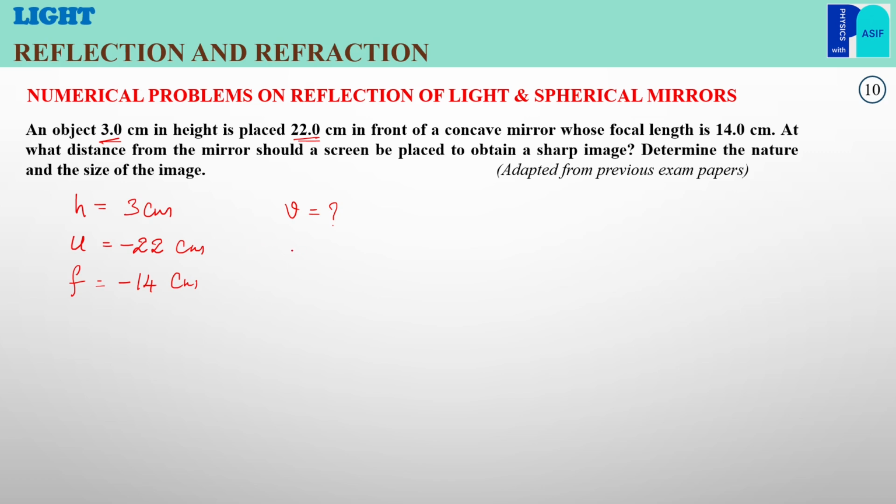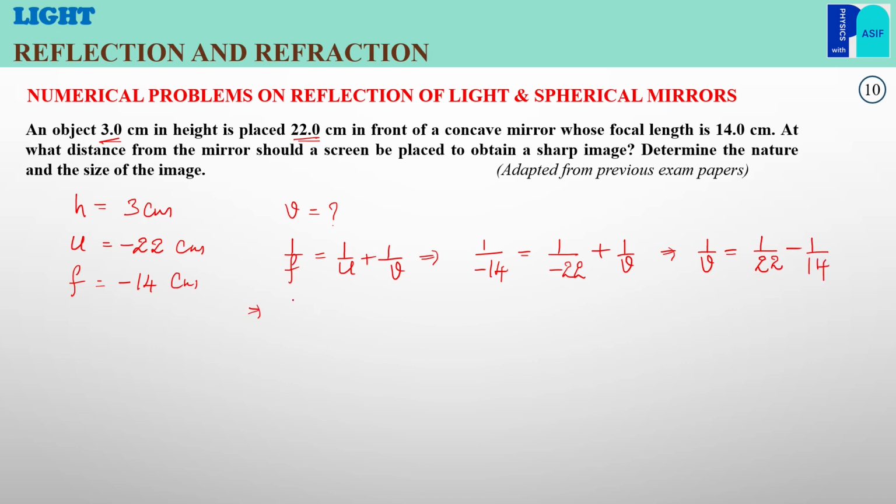Here we start with the mirror formula, that is 1 by f is equal to 1 by u plus 1 by v. And we substitute the given values, that is 1 by f, 1 by f is 1 by minus 14, that is equal to 1 by u, that is 1 by minus 22 plus 1 by v. The next step, 1 by v is equal to 1 by 22 minus 1 by 14.